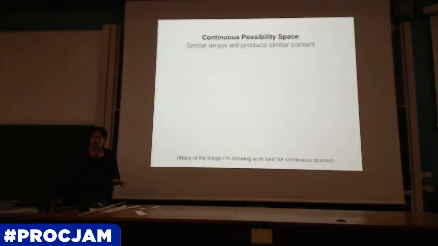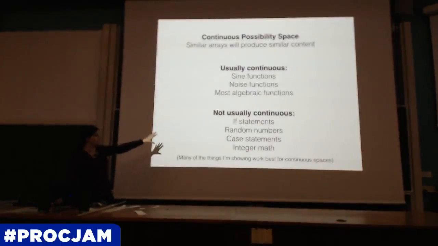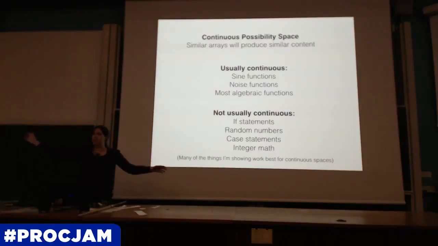And this is made possible with a continuous possibility space. This means that your flower generation function, if you feed it similar arrays, will produce similar content. And what similar means can be kind of up to you. A lot of the things I'm going to show today require this continuous space. So again, if you're just starting off, things that work well for this are sine functions and noise functions and most algebraic kinds of functions. Things that usually don't are if statements, like switching, or integer stuff. So there's not much continuity between 3 arms and 2 arms. There's not like 2.675 arms.